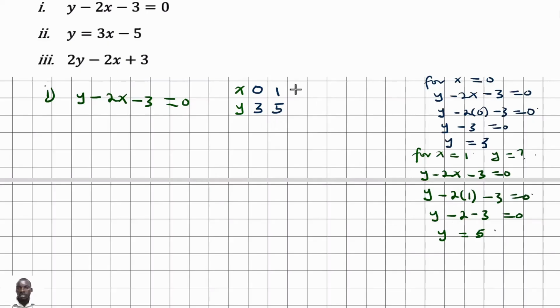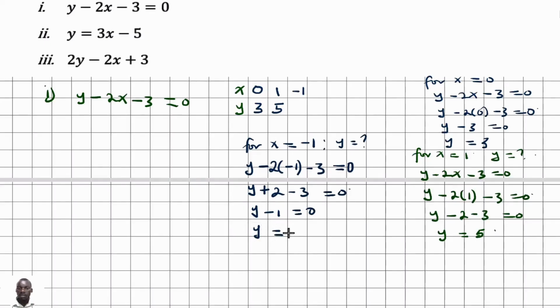What if x is negative 1? In the same way, for x equals negative 1, what is our y value? From y minus 2 into our x value, which is negative 1, minus 3 equals 0, as we simplify we have y plus 2 minus 3 equals 0, implying y minus 1 equals 0, so y equals 1. So when x is negative 1, y is 1. So we have our 3 points.